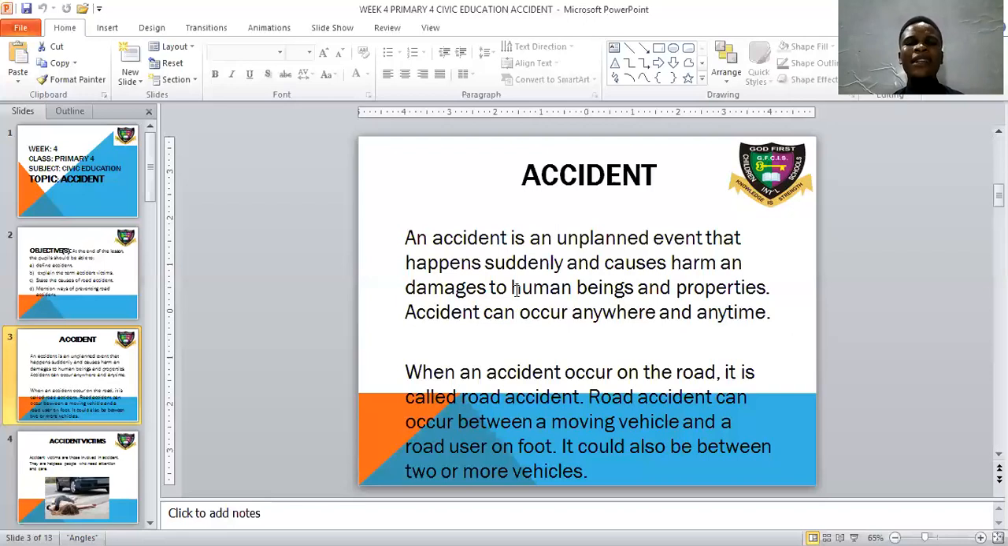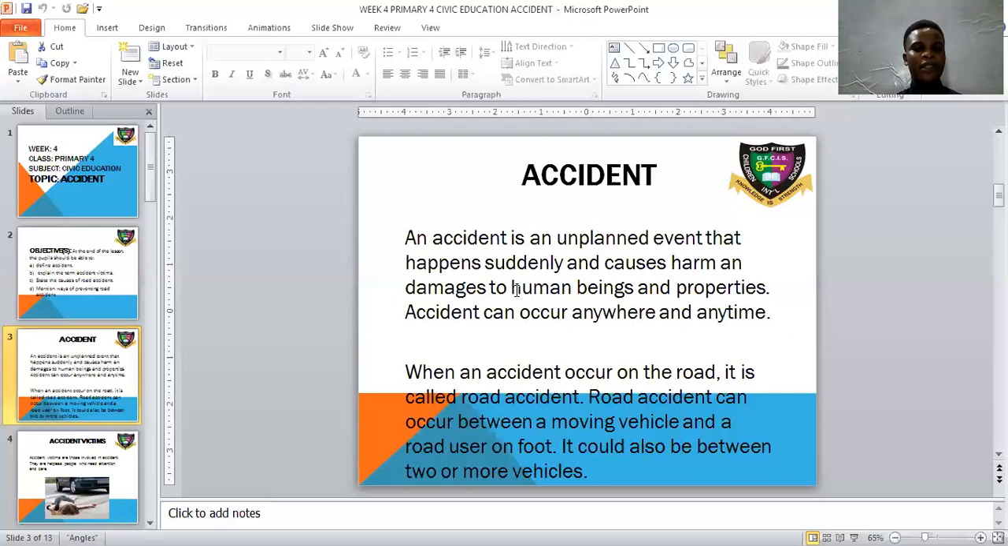Now, a road accident can occur between a moving vehicle and a road user on foot. Listen carefully. It says a road accident can occur between a moving vehicle and a road user on foot. Do not forget that an accident can occur between somebody that is driving a car and somebody that is walking on foot. You are using the road, but not in your car, but on foot.